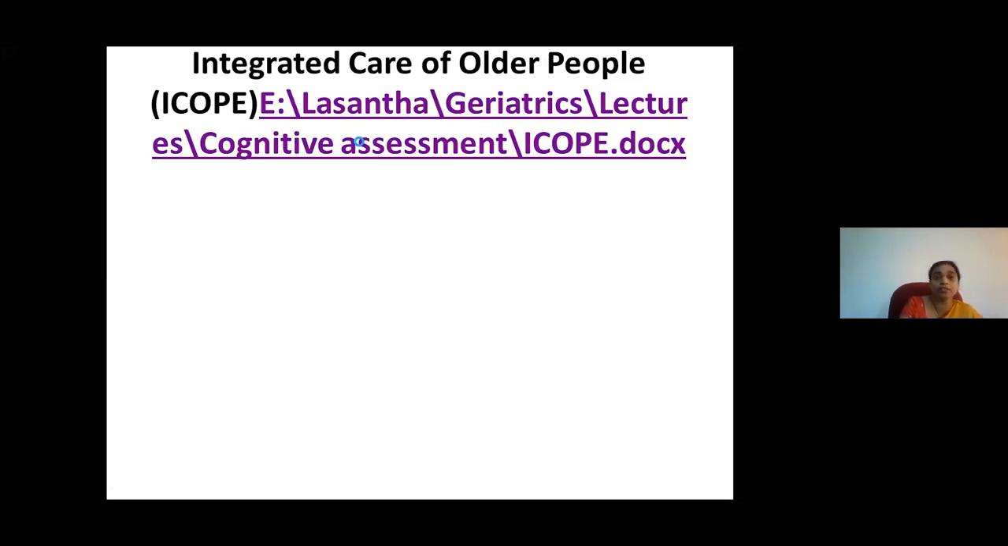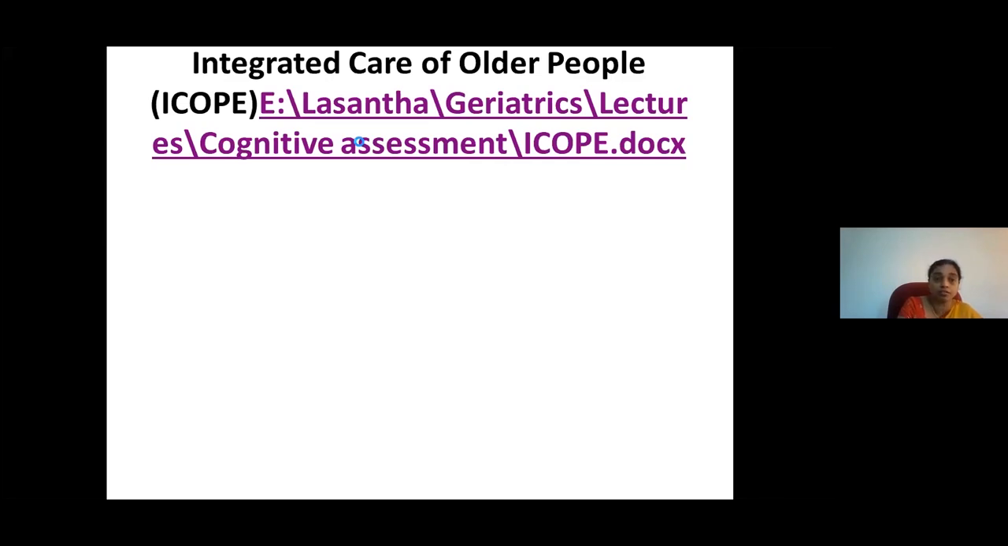So in our ICOPE clinics, integrated care of older people clinics, when we encounter an older person, we first ask whether you have any concern about your cognition, or their relatives. Then if they say yes, of course, we direct them to the advanced assessment of their cognitive capacity. If they say no, we can't just ignore the patient.